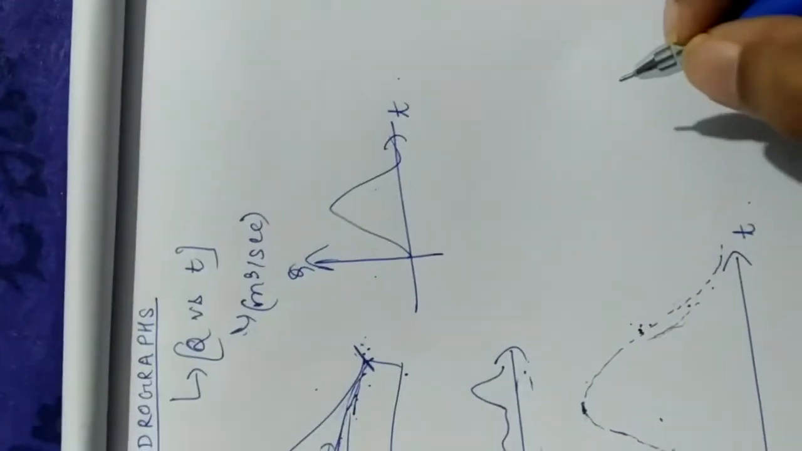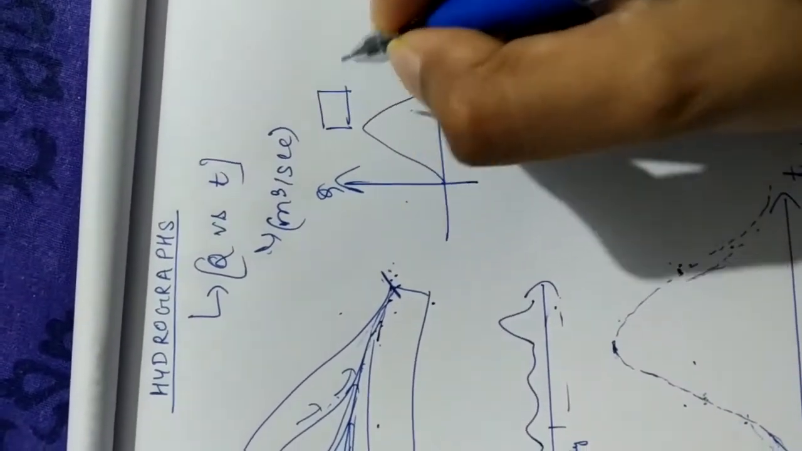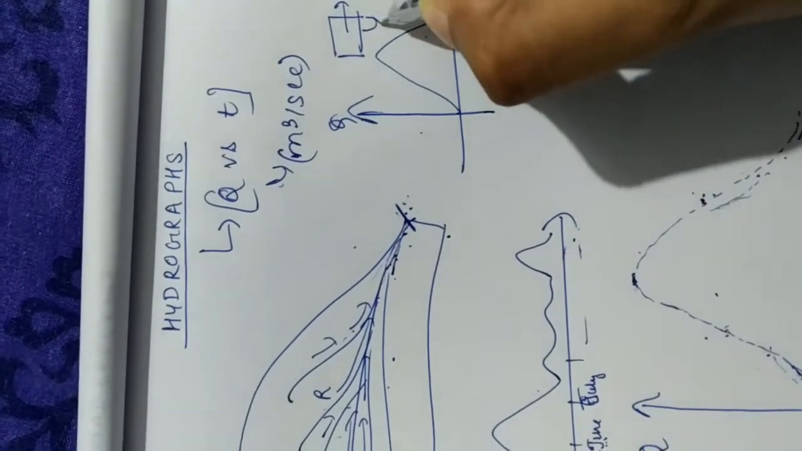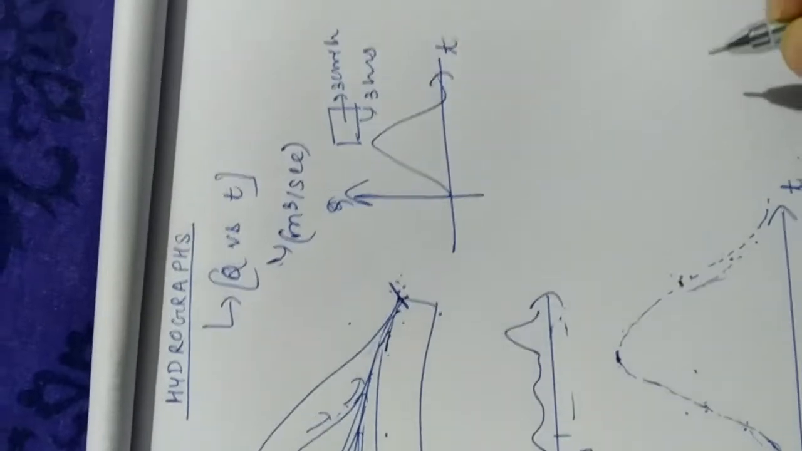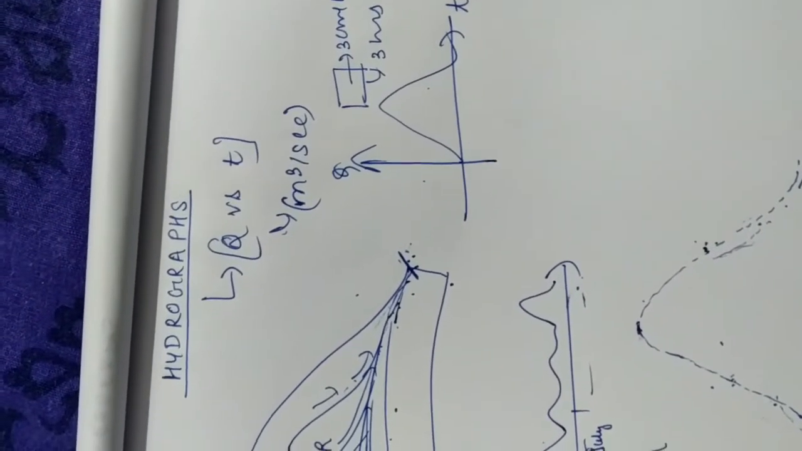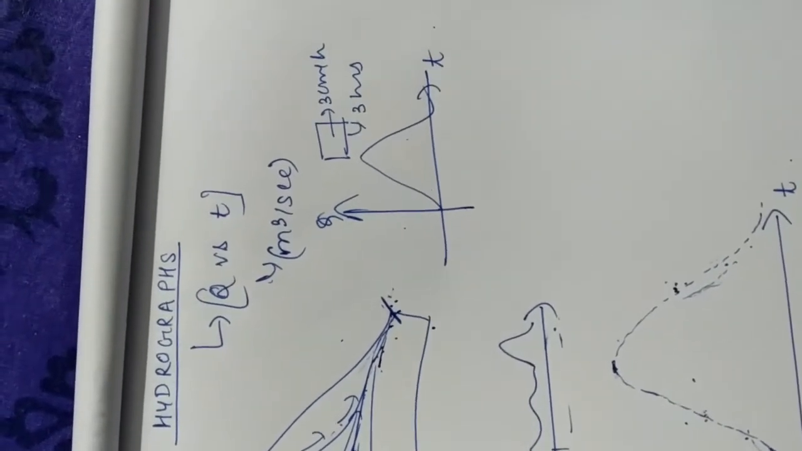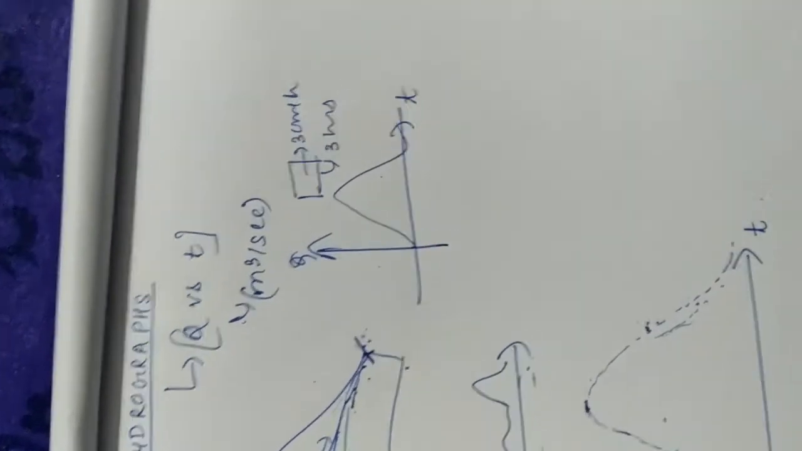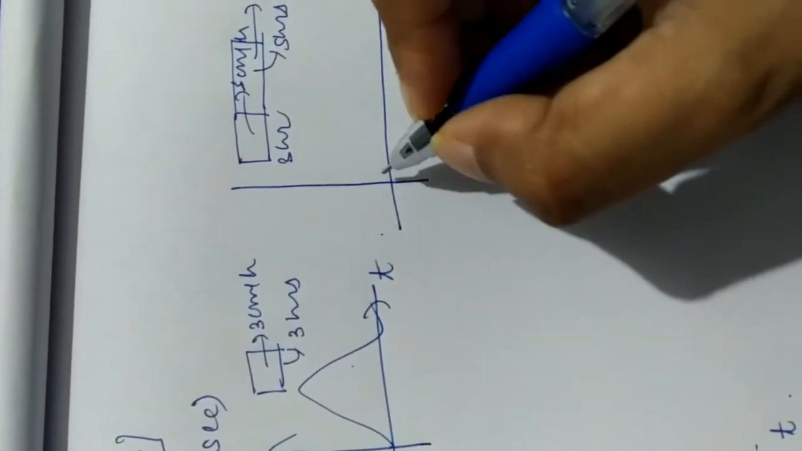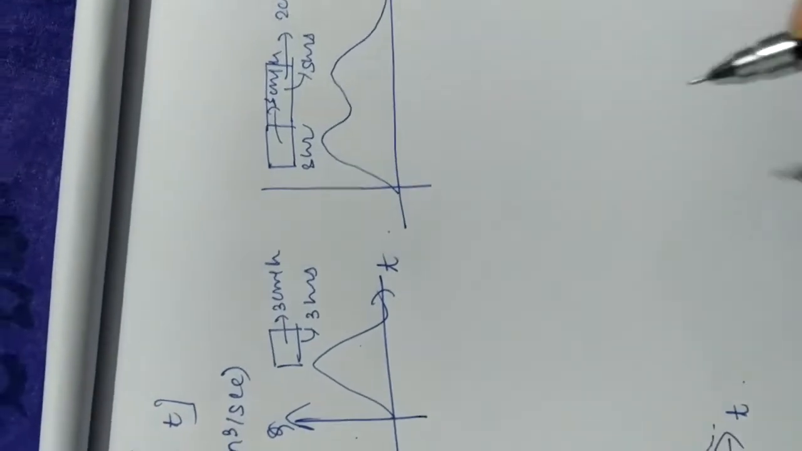But if I'm talking about the complex hydrograph, I mean to say, here I said some rainfall has occurred, say 3 centimeter per hour for, let's say, 3 hours. Now if after this 3 centimeter per hour for 3 hours, another rainfall has occurred for say 5 hours and the rainfall intensity was 2 centimeter per hour, in that case, I will get a multi-peaked hydrograph. So this is called the complex hydrograph.